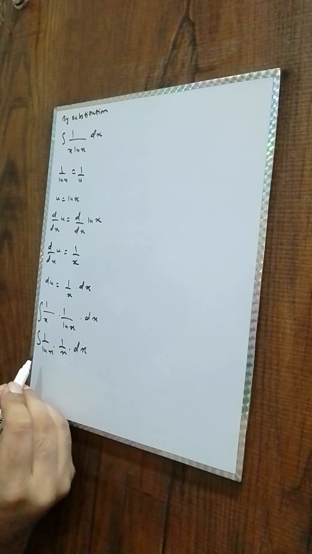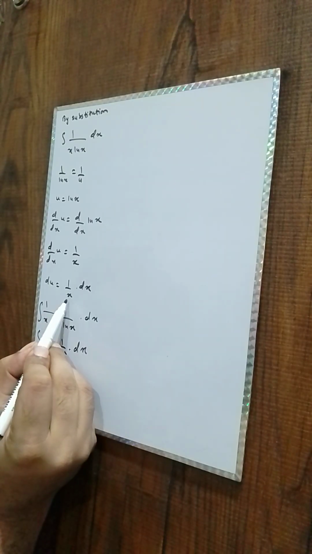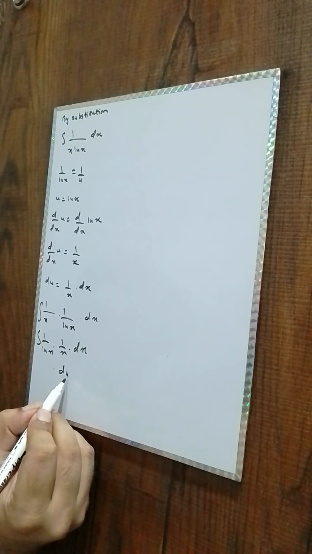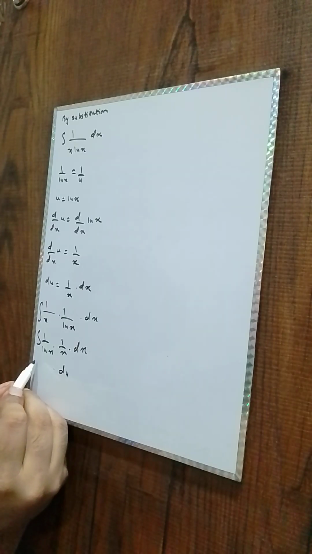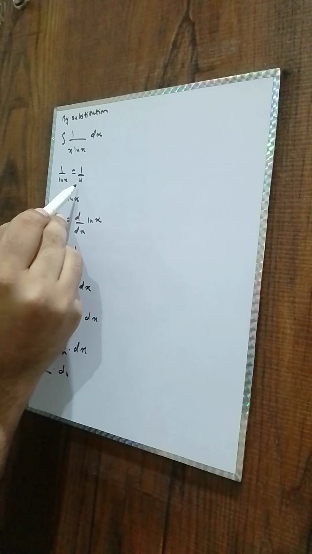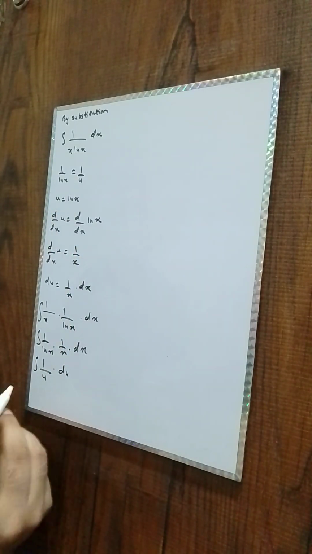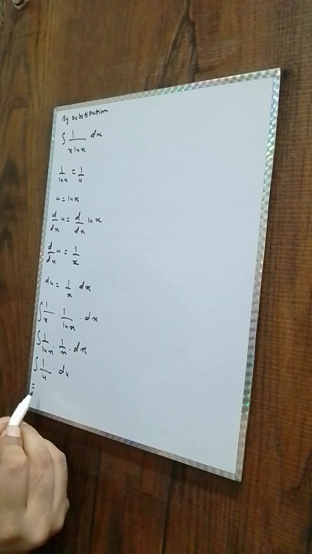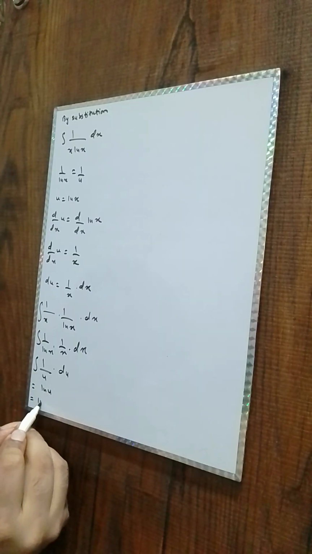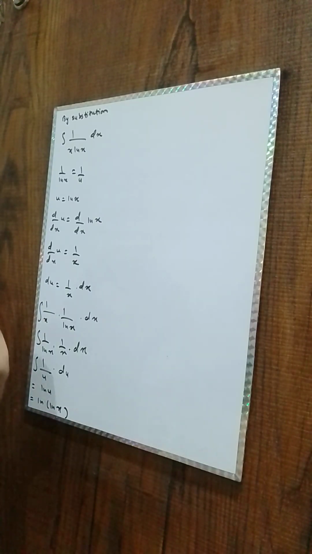Now we can see that we have a form where we can substitute 1 by x dx with du. So here we put du, the variable with respect to which we're going to integrate, and 1 by natural log of x, which is here, as we assumed initially, 1 by u. Okay, so we have the situation 1 by u du. So the integration would give us natural log of u, which means natural log of x, because u is equal to natural log of x, plus c, the constant of integration.